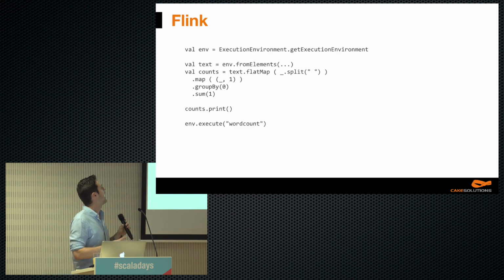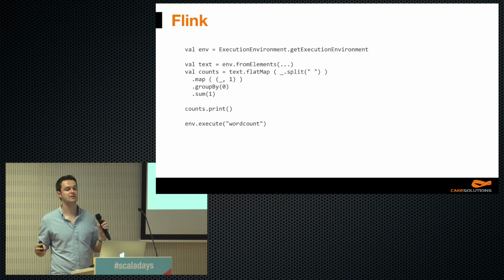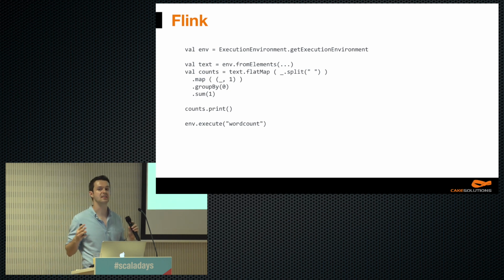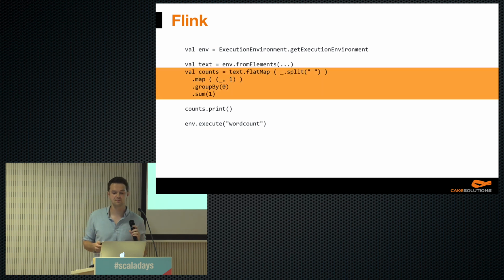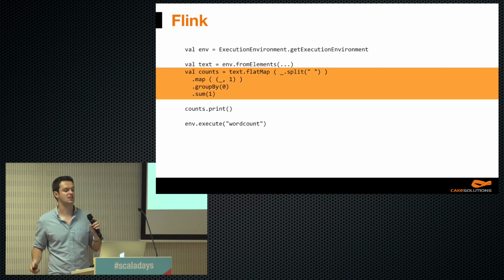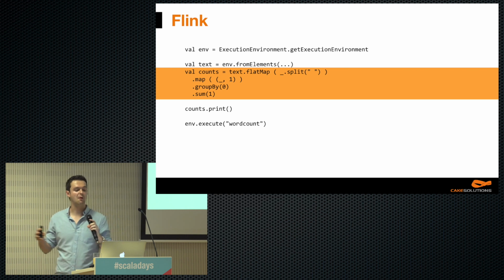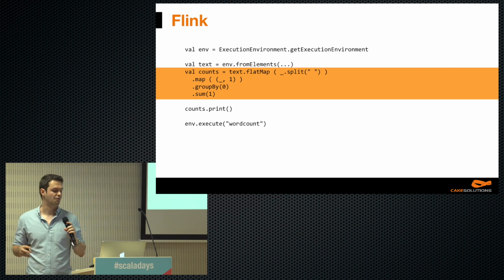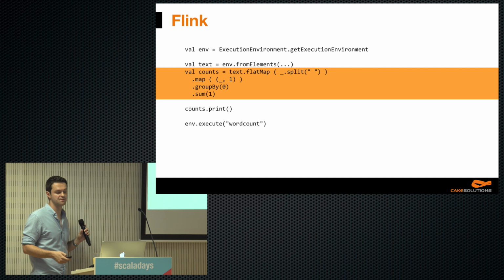Now let's take a look at Flink. As you can see, the API is pretty similar to Spark streaming, but notice we are not setting any batch interval. The computation itself is pretty straightforward. There's just a couple of functional calls, and Flink takes care of the rest.